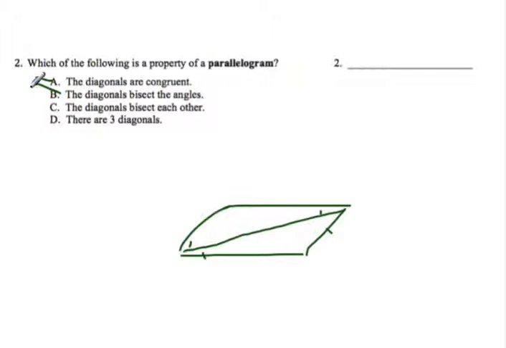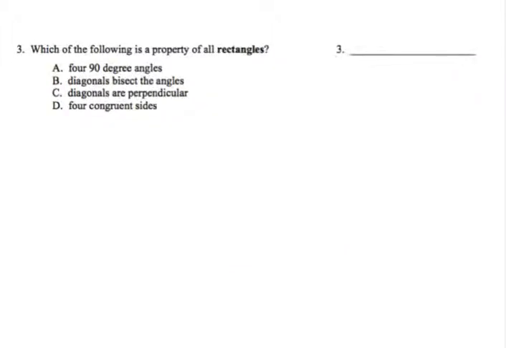Okay, diagonals bisect each other. So that's saying that if we cut through the diagonals, that each part on either side of the other diagonal is going to be congruent. Okay, maybe. There are 3 diagonals. Nope, there's no way we can do 3 diagonals. So the answer is C, that the diagonals bisect each other. Let's go ahead and take a look at number 3.